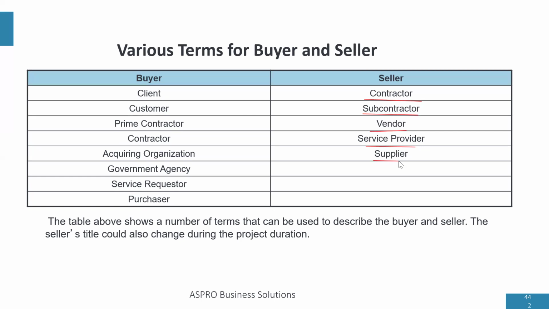Yes, that's where it stops. Supplier, right? So these are different names. The buyer is the client, the person that offers the contract to the seller. The seller is the person that executes the contract for money or for exchange of money or goods.